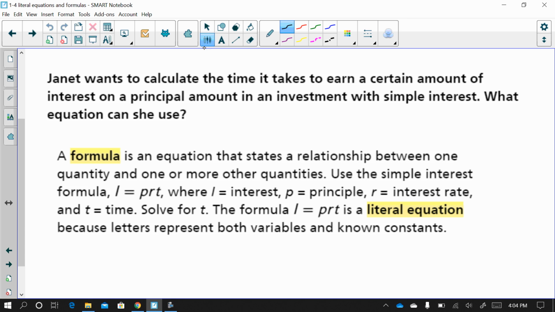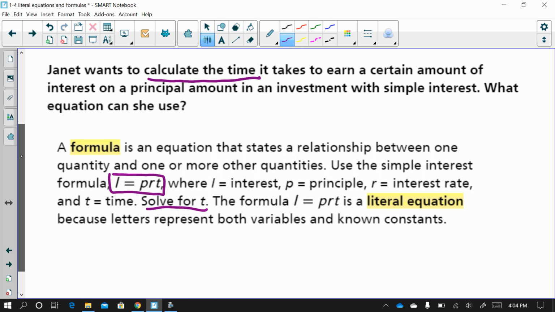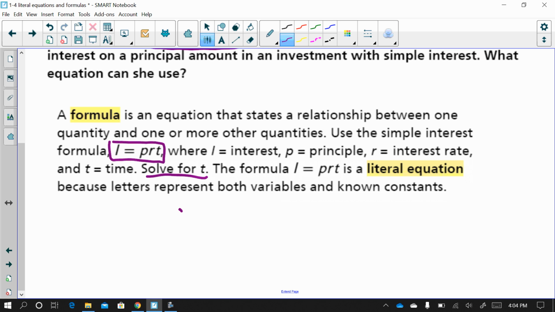Okay, so notice right here, it says we want to calculate the time. So if I have this formula, my goal is to get T by itself. Okay, so our job is to solve for T. The formula I equals PRT is what is known as a literal equation because it has both variables and known constants. Okay, so I equals PRT.